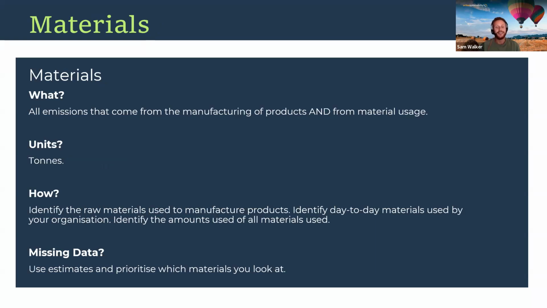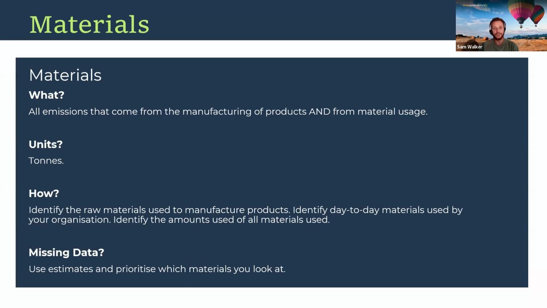For materials, this is one of the more complicated ones when we're looking at collecting the data that we need to work out carbon emissions, just because it requires you to work out what materials you're using and where they're coming from. For some organizations, if you're just dealing with the day-to-day use of office supplies and things like that, which we refer to as material usage, it's not going to be as complicated, perhaps. You're just going to want to know what they are and where they've come from.